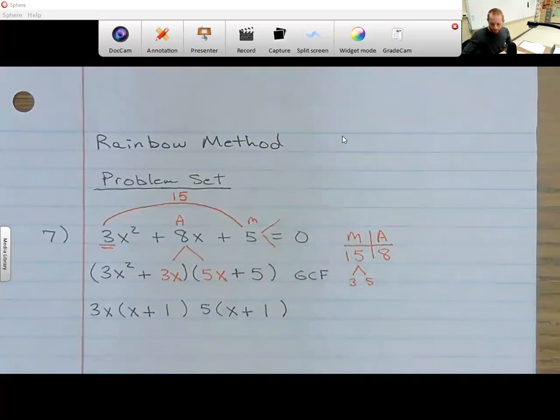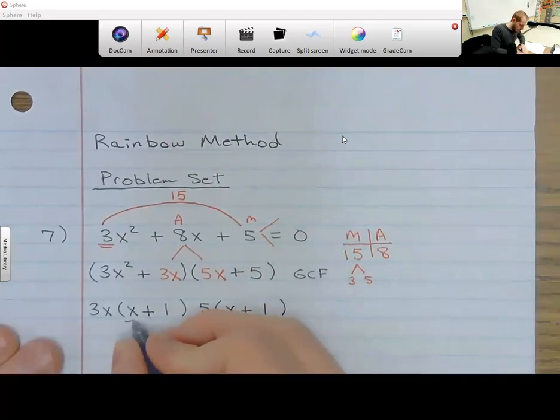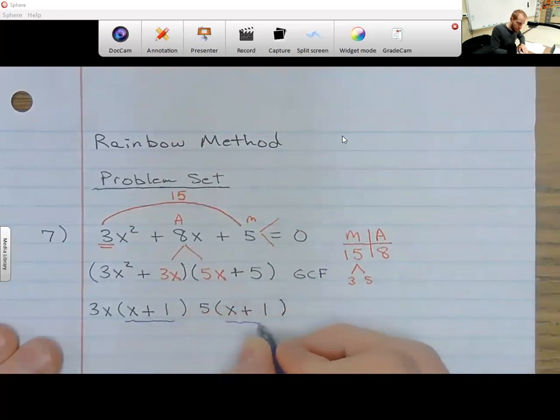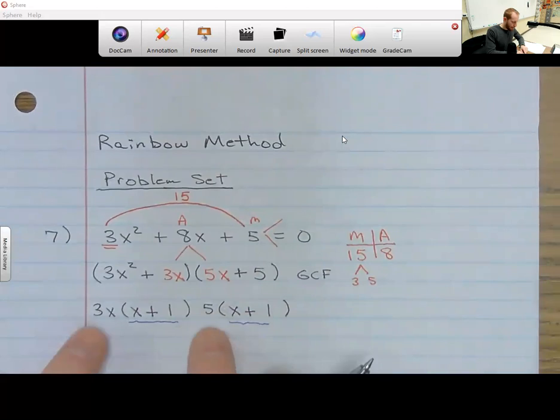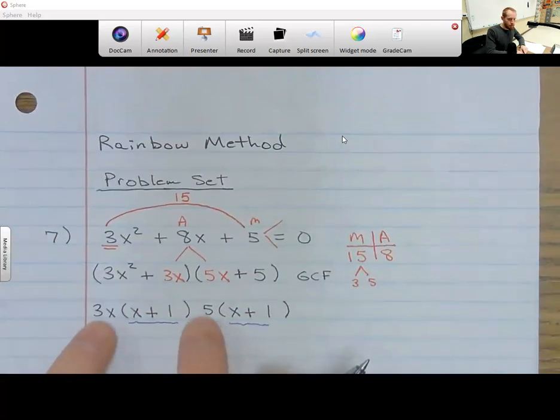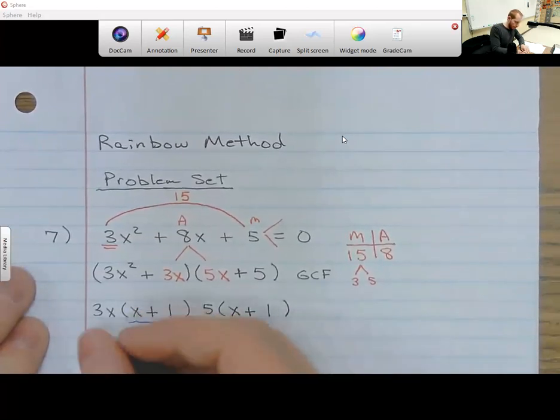Keep in mind that the insides always have to match up. So this should always match up with this. If they don't match up, that means you did something wrong somewhere. So now the outside parts, remember those, I called them my GCF. We're going to put those together. So I'm going to have 3x plus 5.